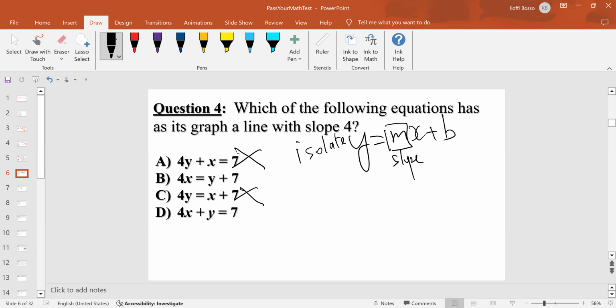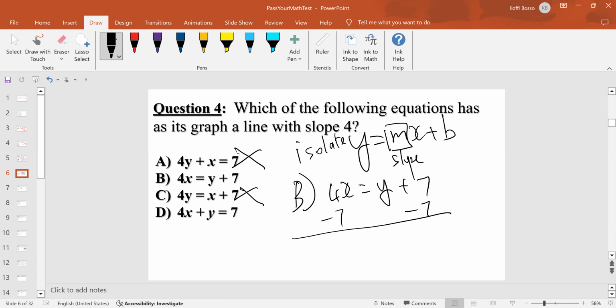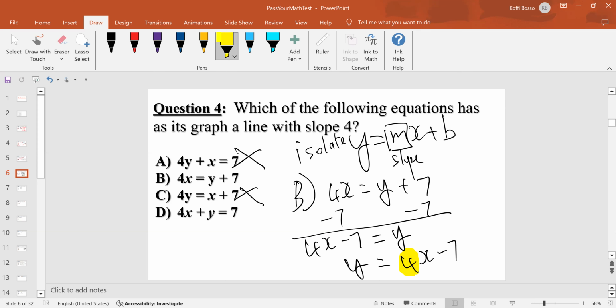Okay, for that, let's take B. If you take choice B, we have 4x is equal to y plus 7. To isolate y here, we need to subtract 7. So we're going to have 4x minus 7 is equal to y, which is similar to saying y equals 4x minus 7. So you see, the coefficient here for x is 4. That is the slope. We have y equals mx plus b, where b here is negative 7 and the m is 4. The correct choice is B.